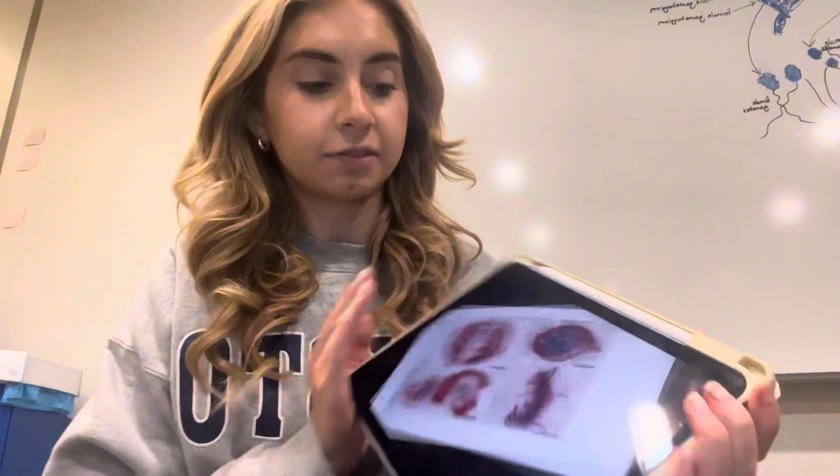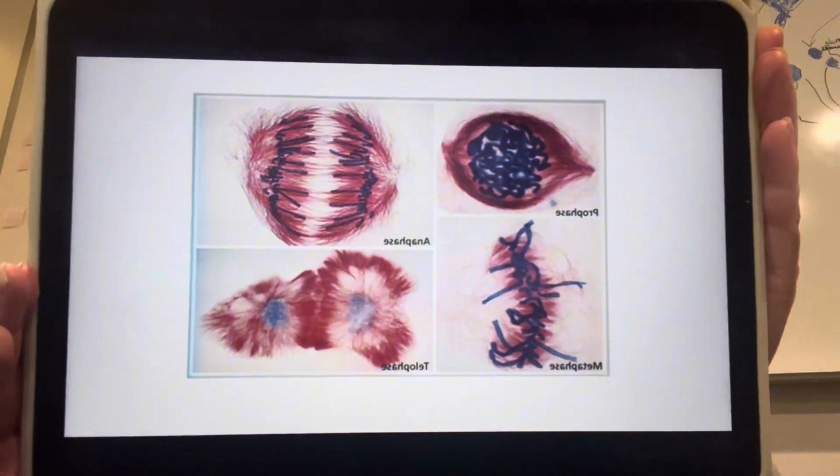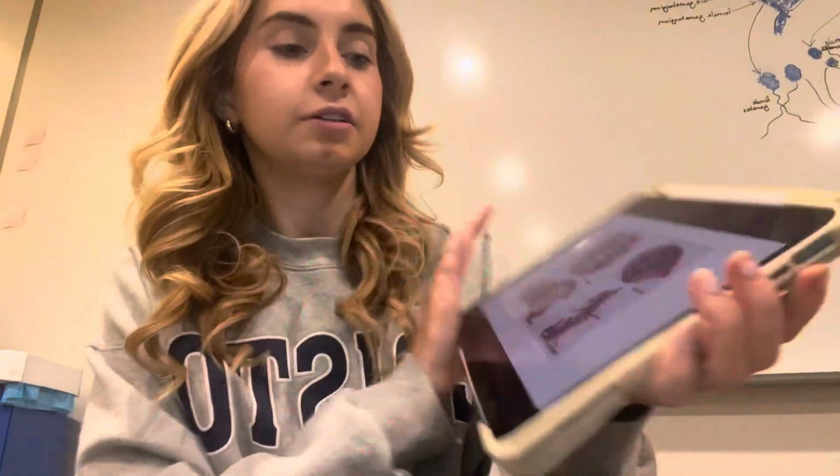And I found this nice photo of all the different phases, prophase, metaphase, anaphase, and telophase. It left out prometaphase, which is in between prophase and metaphase, because some people don't include that in all of the steps, but I decided to. And I just thought this was really pretty and really shows what is going on during all of the phases.